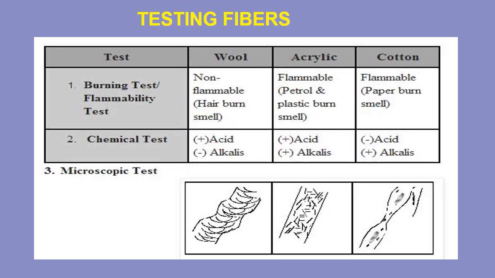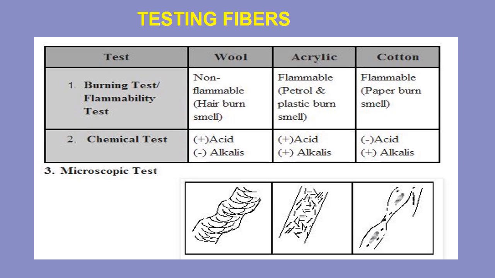Here we can see a quick comparison about the different kinds of fibers under burning test, chemical test, and microscopic test. So here we are seeing three kinds of fibers: wool, acrylic, and cotton. In the burning test, what we can see is that wool is non-inflammable and it will give a hair burning smell. In case of acrylic, it is flammable like petrol and gives a plastic burning smell. And in case of cotton, it is flammable and the smell will be like paper burning.